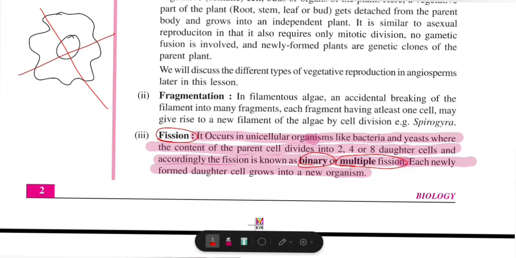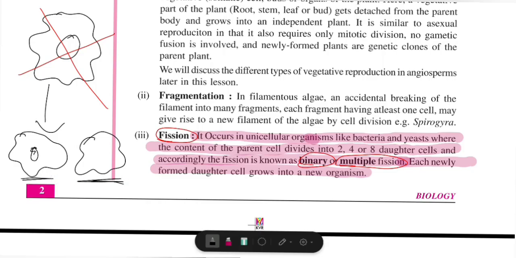So what happens here is that the bacteria breaks into 2, 4 or 8 daughter cells. Here I'll take 2 daughter cells. Now the bacteria divides into 2, 4 or 8 daughter cells, and each of these newly formed daughter cells grows into a new organism.